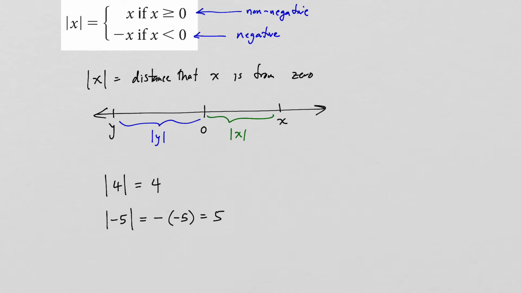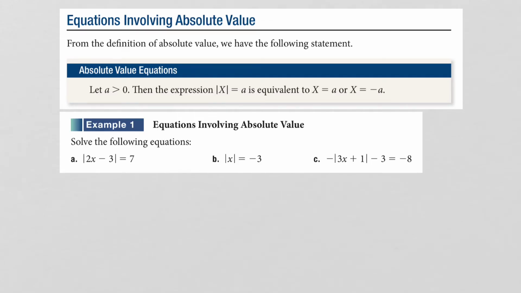Now let's talk about solving equations. When you have an equation involving absolute value, this is the procedure that we use. So let's assume that a is a positive number, right? a is greater than 0. The expression absolute value of x is equal to a means that x has to either be a or x has to be negative a.